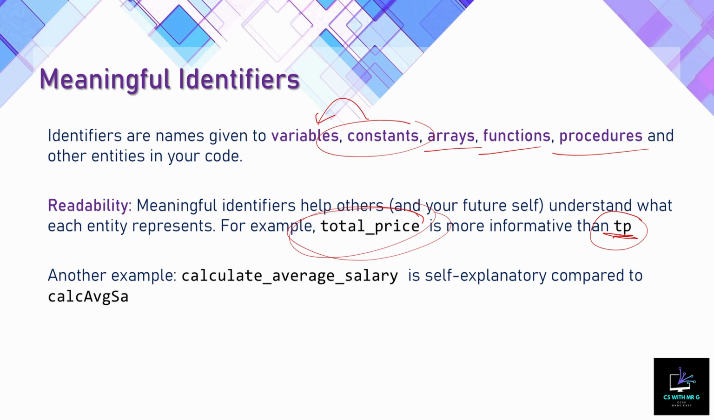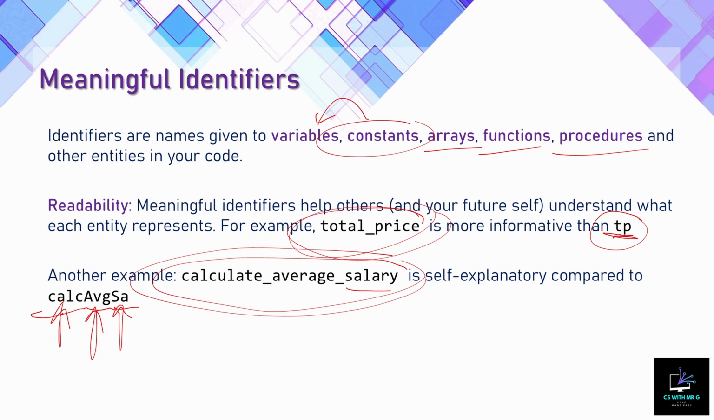Another example, which could be for a function or a procedure, we've got calculate average salary, which pretty much tells you that this function is going to calculate the average salary as opposed to calc iGCSE, which, like the previous example, in that moment when you write it makes perfect sense. We know that calc is short for calculate, average is average, and SA is short for salary. But give this program to somebody else who has no idea what's going on, and things could start to get tricky. So meaningful identifiers means giving it a clear name which describes what's being stored inside the variable, array, or function.